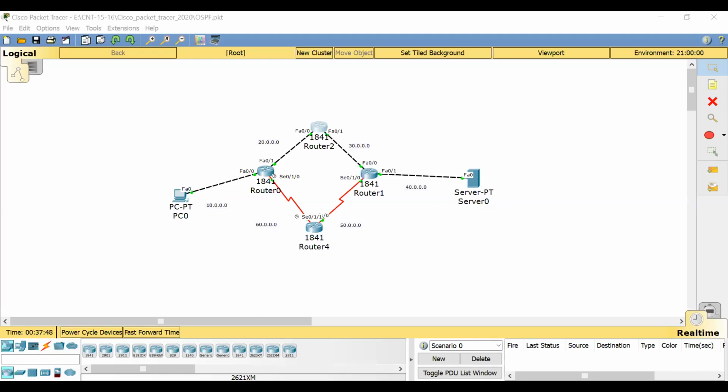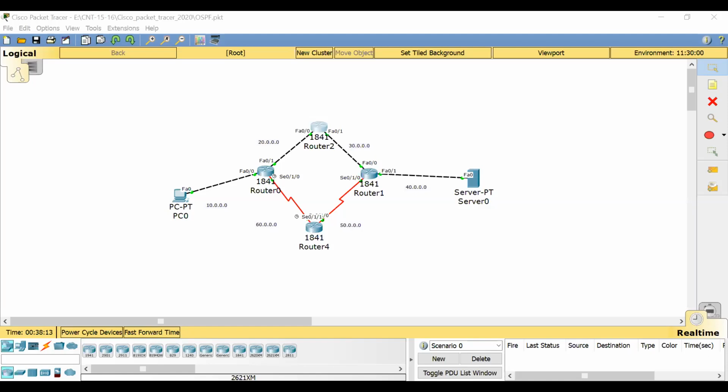For a serial link, the default bandwidth is 1544 kbps. Convert 1544 kbps into bps, so 1544 with 3 zeros. 10 raised to 8 divided by 1544000 gives a cost of 64.76. So the cost is 64.